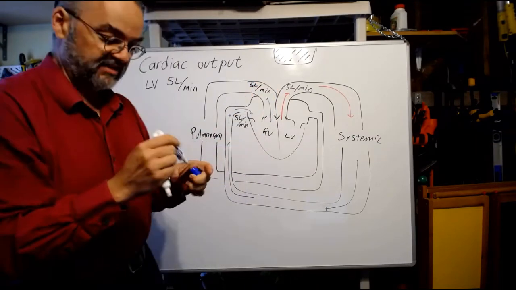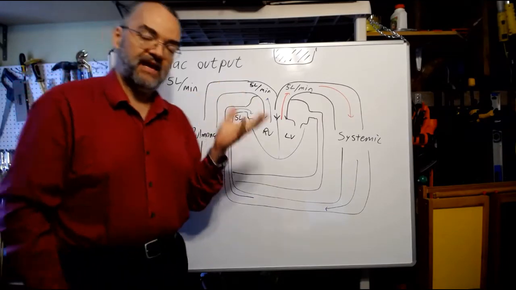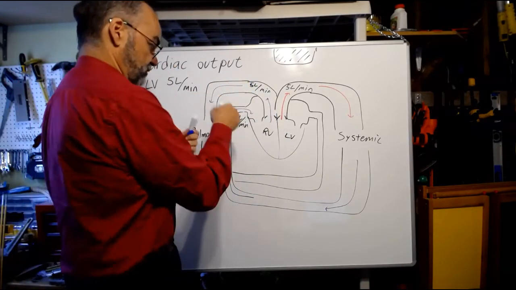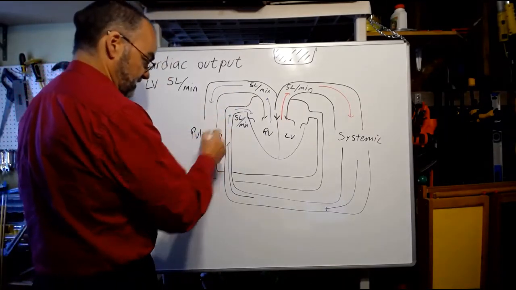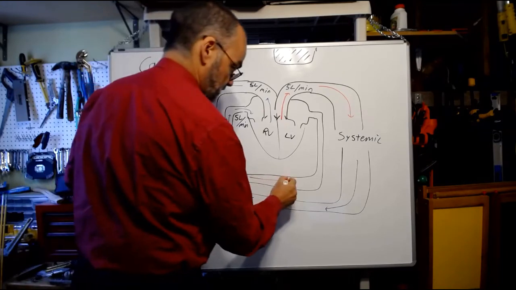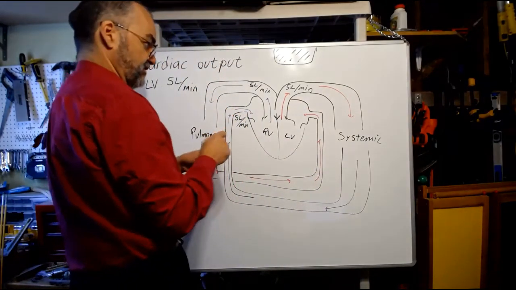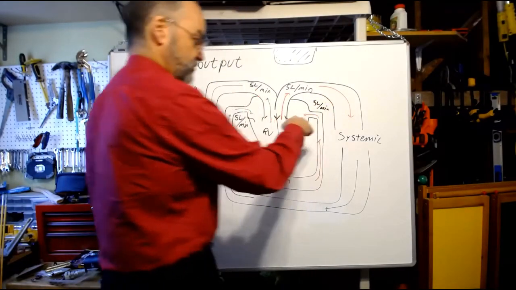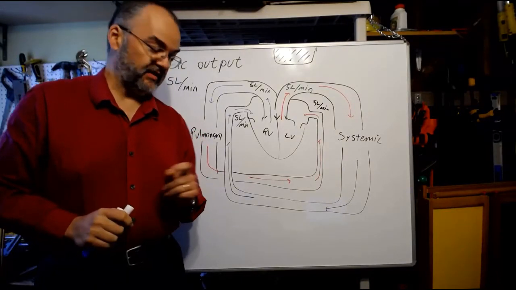And let's actually take a moment to talk about what problem that might be. So let's imagine, oh, and by the way, it goes the other way too. Our 5 liters per minute going from the right means I get 5 liters a minute going into pulmonary, which means that I'm going to have 5 liters every minute coming back to the left side. So let's look at what kind of problem we might run into here.